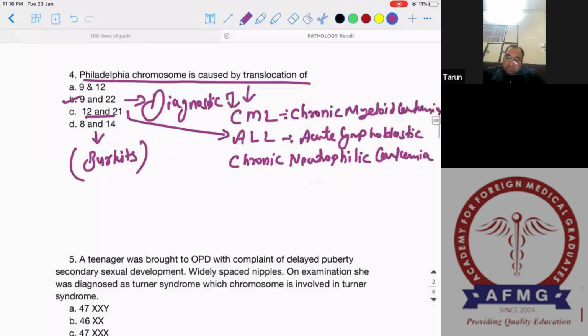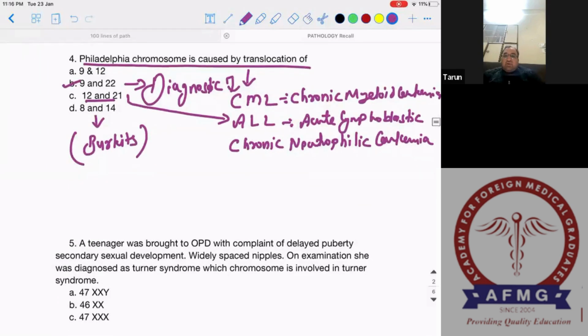So these questions are not easy, but they are very, very important. Why? Because earlier there was no important test available for CML. Just based on the peripheral blood findings and the bone marrow findings, it was difficult to differentiate CML from the rest of the other chronic leukemias. But now we have the 9;22 translocation that is very, very characteristic of CML. Okay, so that's why it is very, very important.